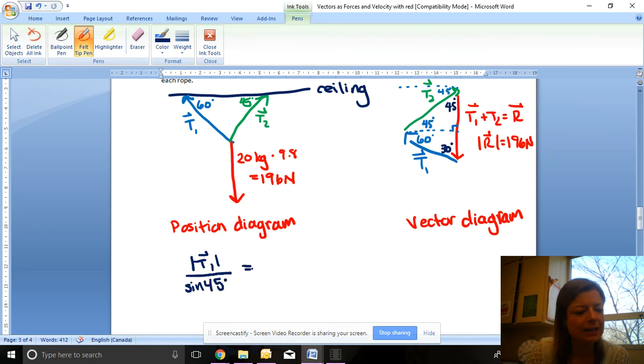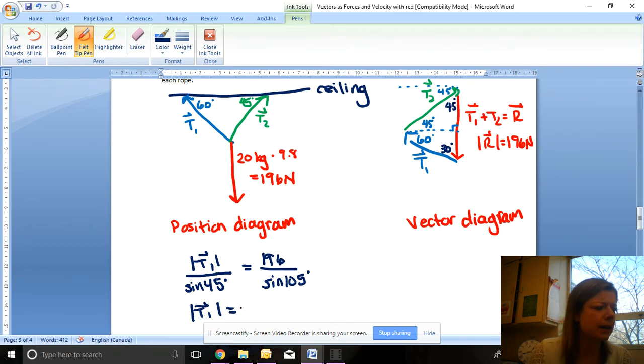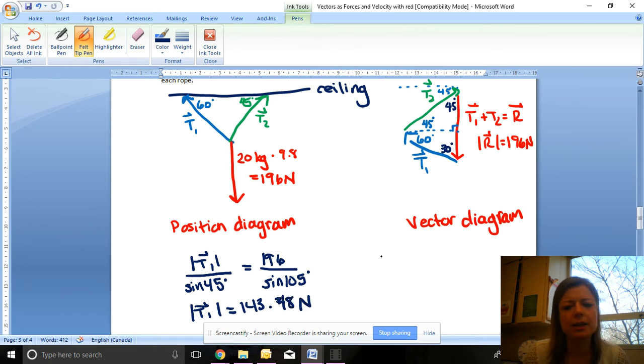Okay, and that is equal to 196 newtons, which is this one, across from 45 plus 60, so that's 105 degrees, so the sine of 105 degrees. Okay, and so you can just rearrange this and solve to find that the tension in that rope is 143.48 newtons.